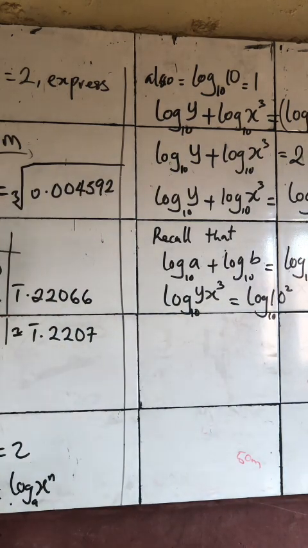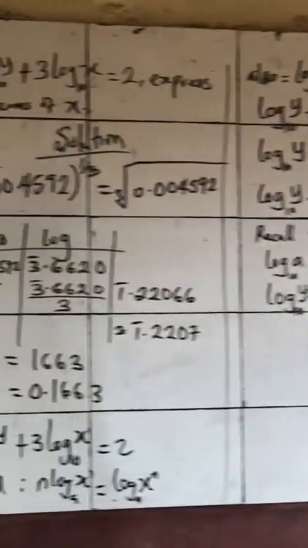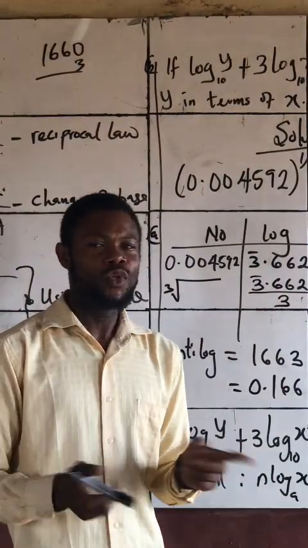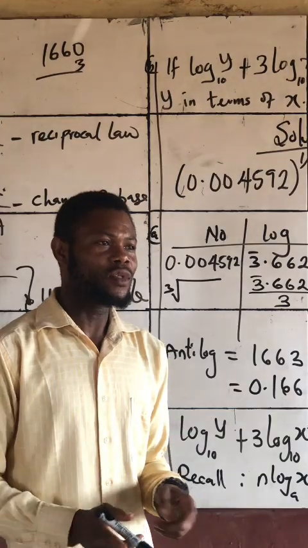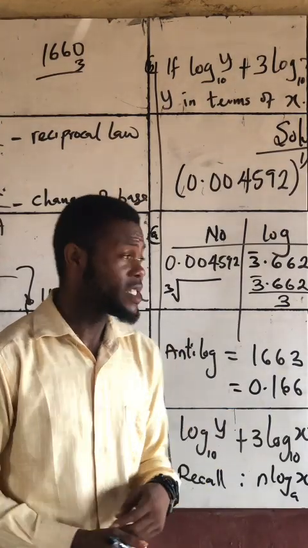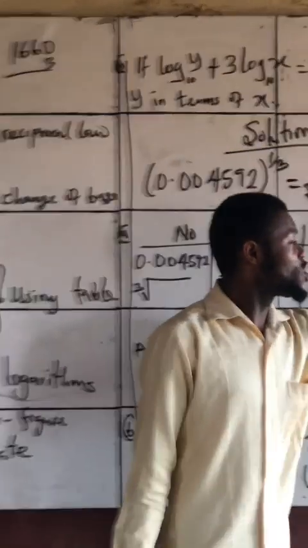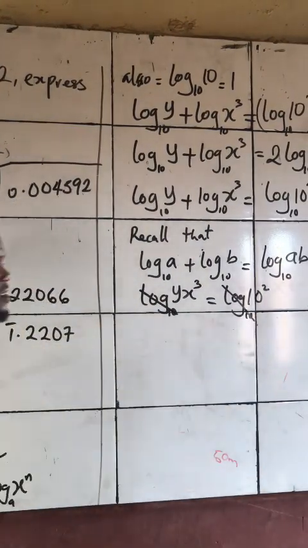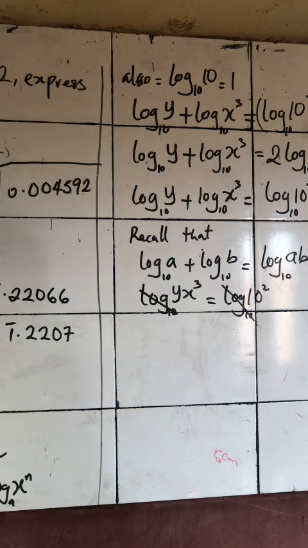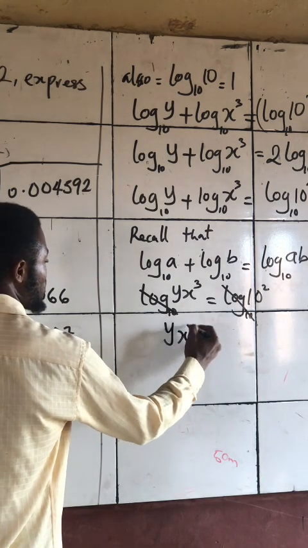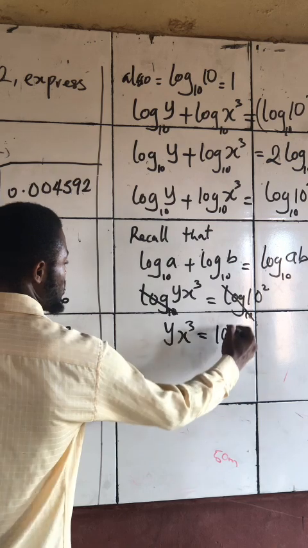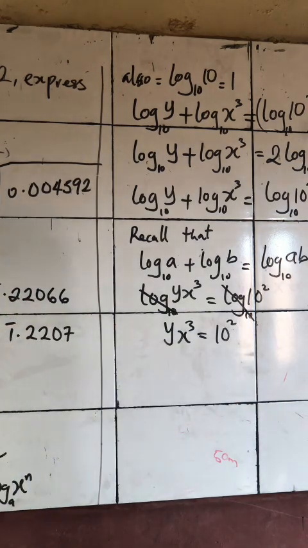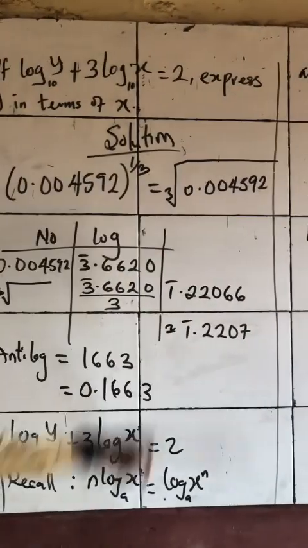Now, in indices, we said that when the bases are equal, you equate the power, and when the powers are equal, you equate the base. So in this case, since the bases are the same, this will cancel out this. So you now have y x raised to power 3 equals to 10 raised to power 2. And you are told to make y the subject of formula. That is the meaning of the statement: express y in terms of x.